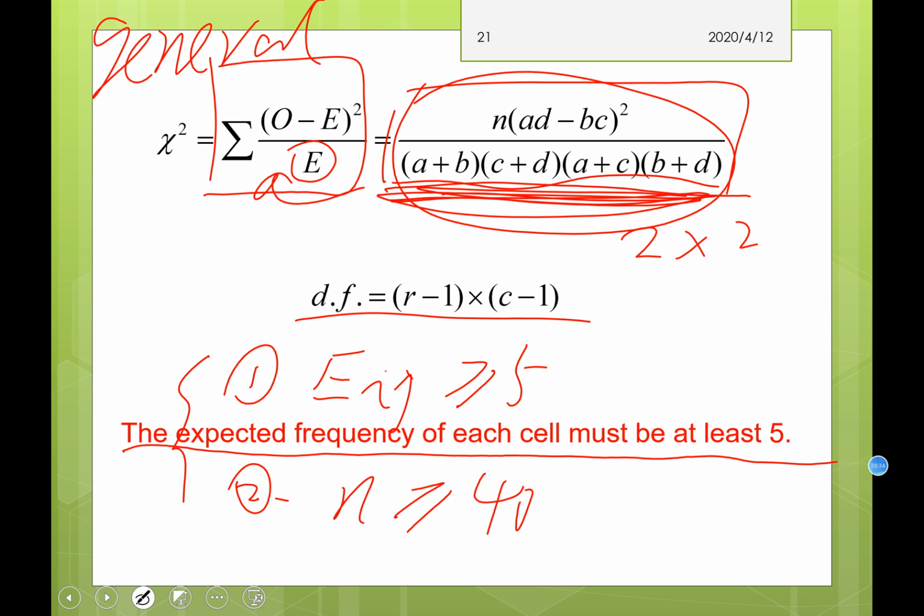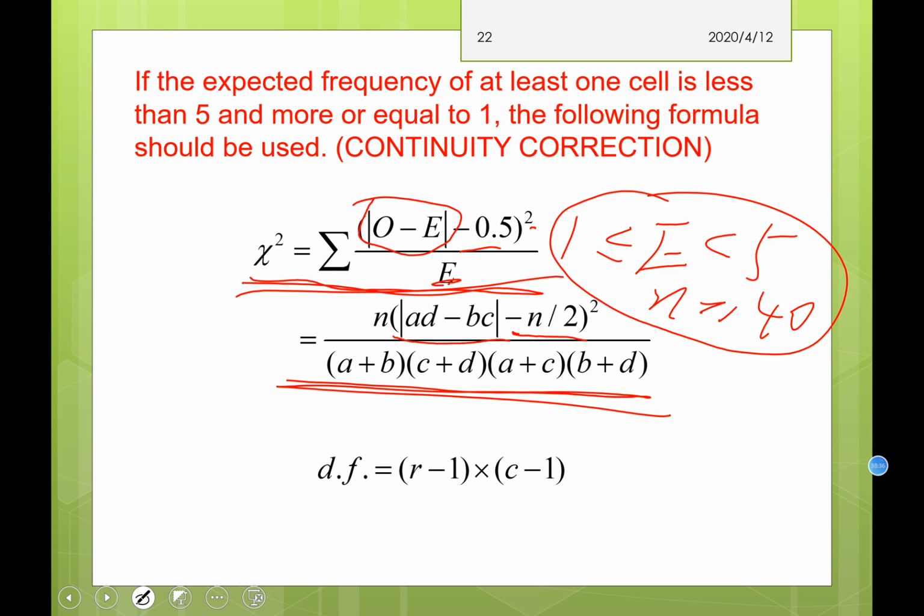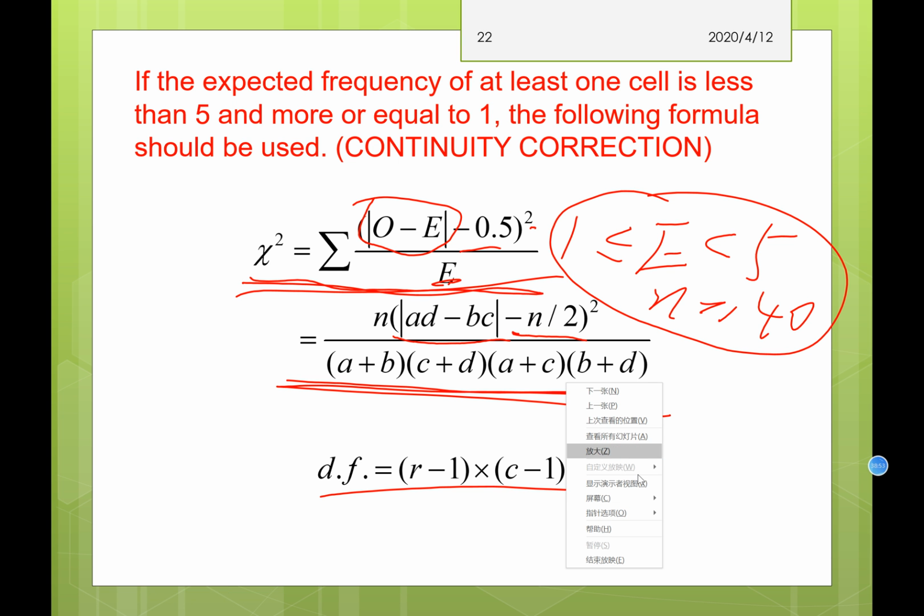Okay. The formula for df is the same, r minus 1 times c minus 1. So this is the corrected formula for 2 times 2 table. Here I want to explain further. Let's clean it.